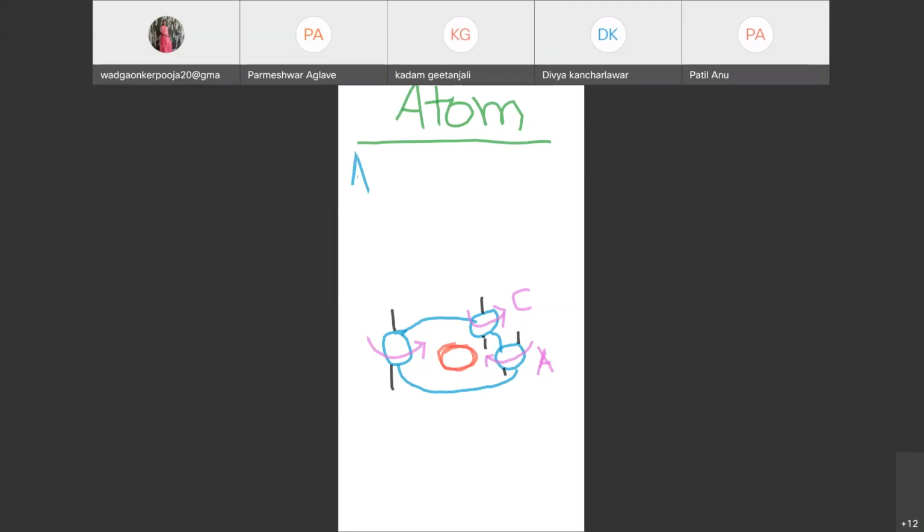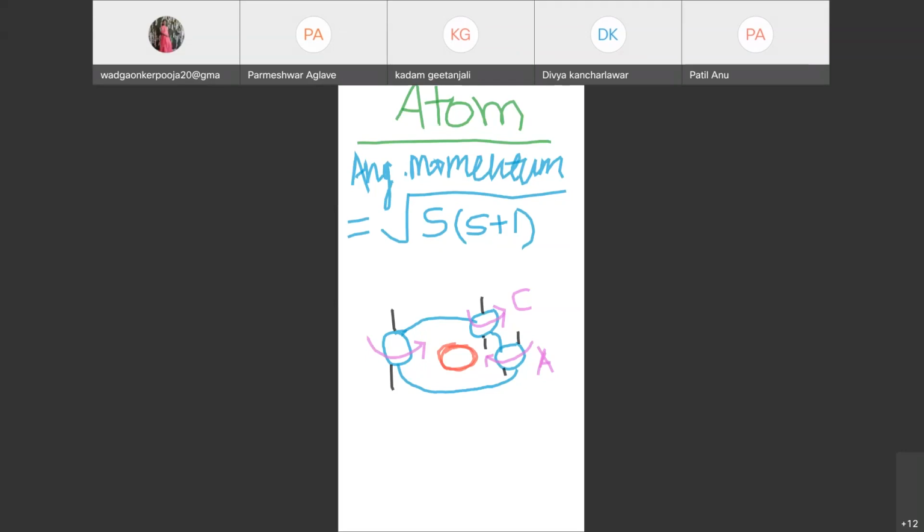Angular momentum. What is that term? Angular momentum. And this angular momentum term was derived and taught to you in the previous semester by your physical chemistry teacher. Angular momentum is equal to the square root of s into s plus 1, into h by 2 pi.